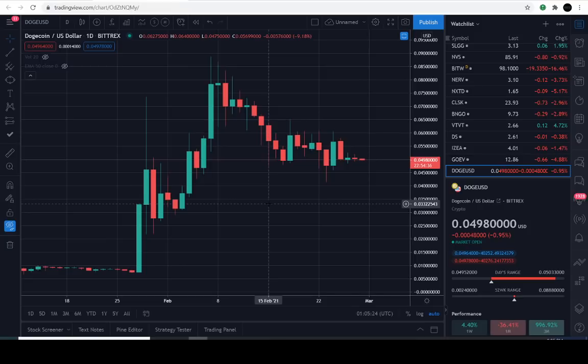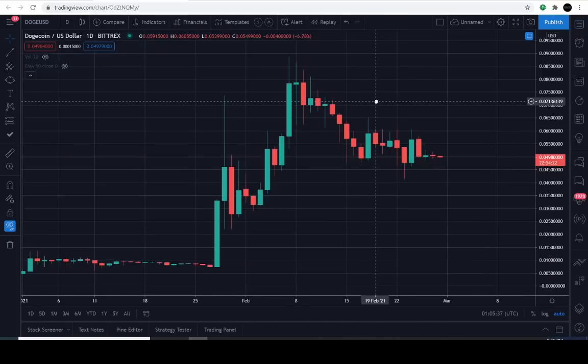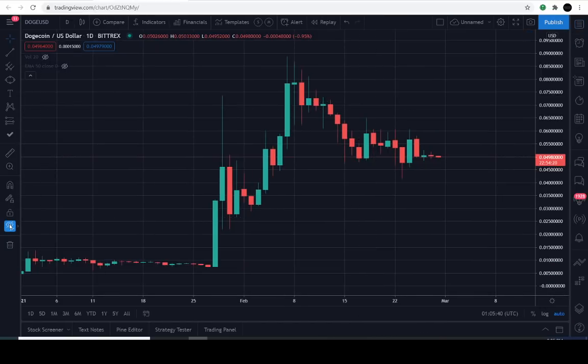All right. So today's February the 27th, 2021, and the current price of Dogecoin is 4.9 cents, and it's down approximately 0.9% for the day. All right, so here are the lines. You're going to see something like little red circles, so I'm going to explain it.